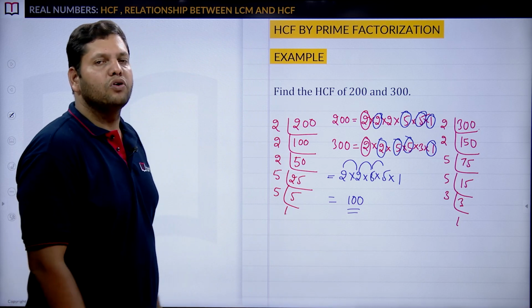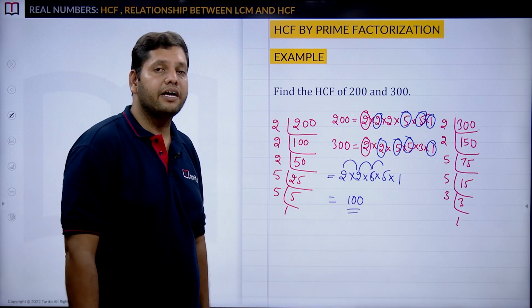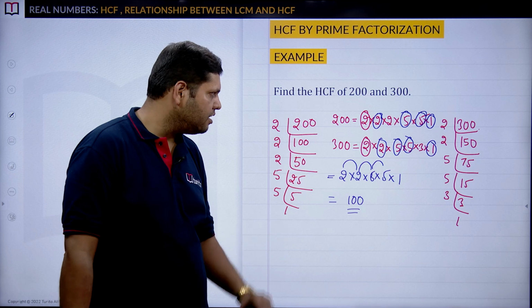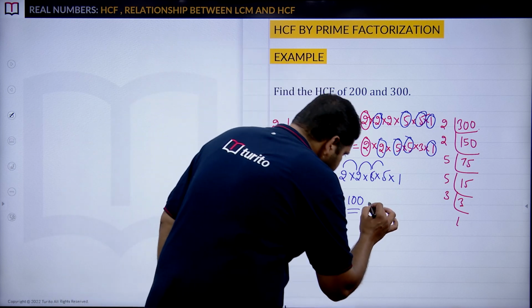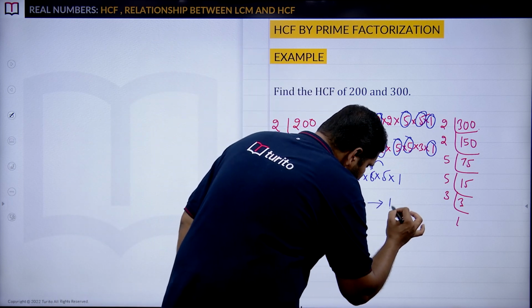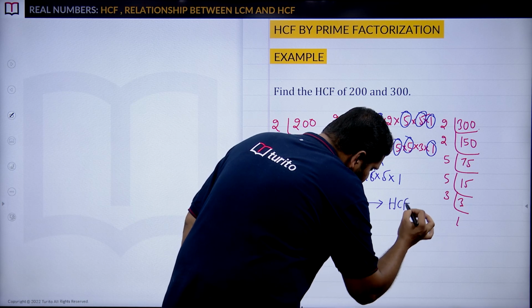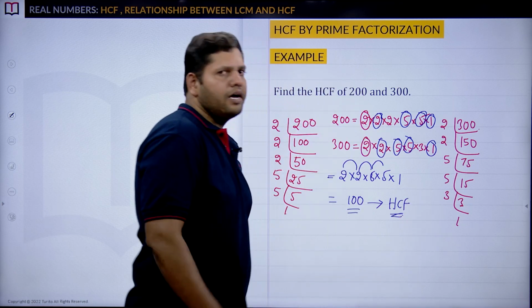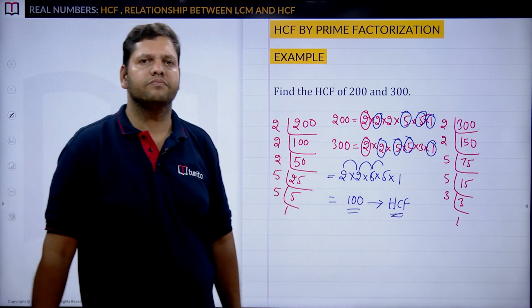Okay. So we can say 100 is the what, children? The highest common factor. Otherwise we can say GCD, greatest common divisor. So I am writing HCF. So that is highest common factor.